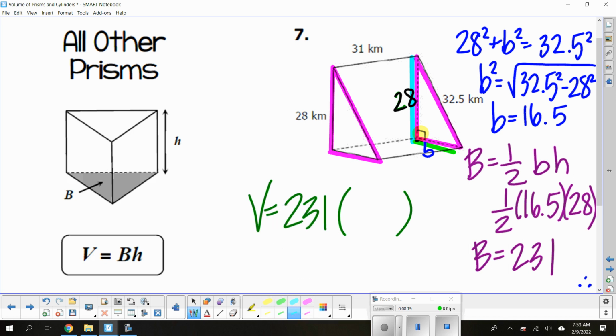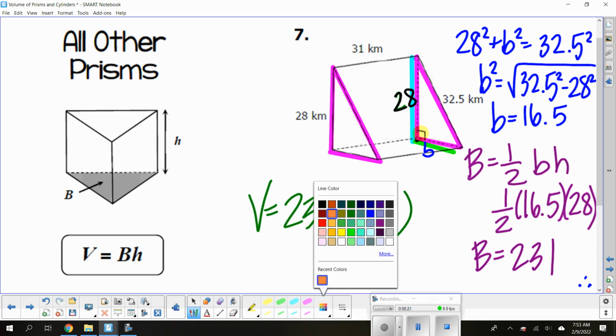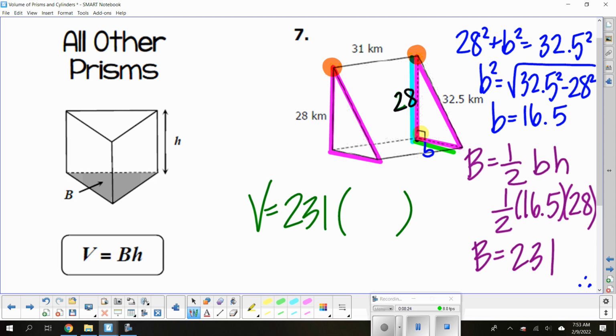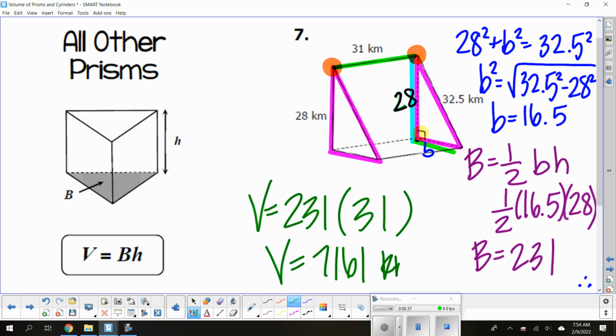So I need that big B and multiply by the height of my prism. Connecting my two together, if I'm looking at upper corner and upper corner, the segment connecting those two to each other is that 31. So that 31 is the height of my prism, and that would give me an overall volume of 7,161 millimeters cubed.